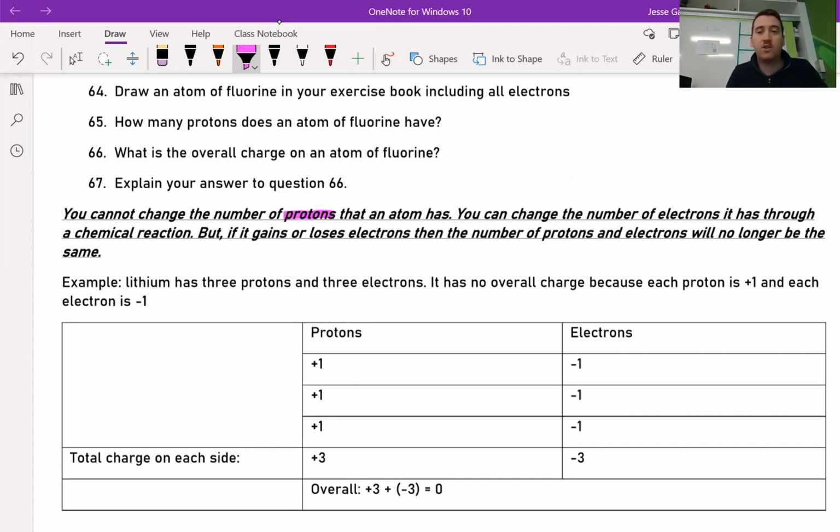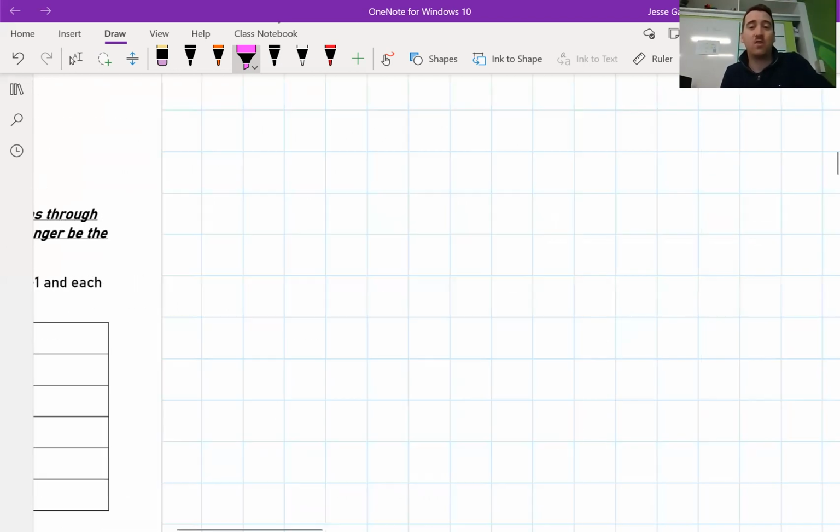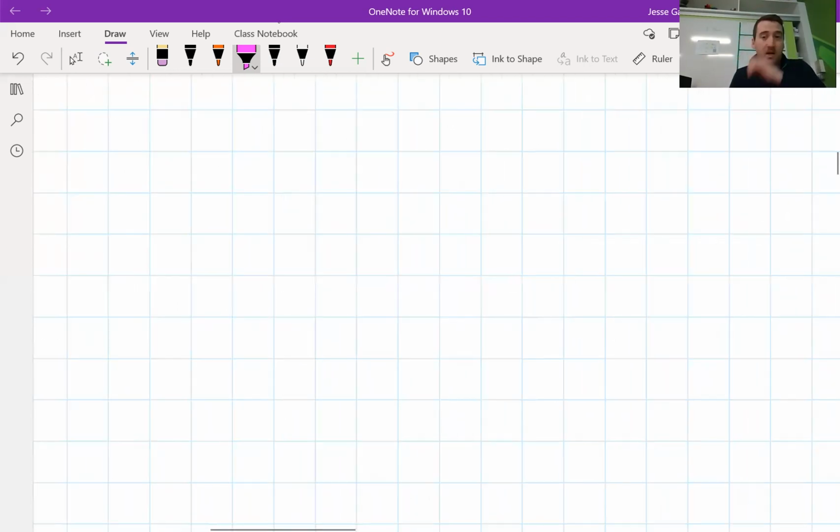But what you can do is change the number of electrons in the shells around the nucleus, and we do this by doing chemical reactions. So the number of electrons in the shells, or the energy levels, can change. But if an atom loses or gains electrons, then the number of protons and electrons will no longer be the same. So what we're going to look at here is how we turn atoms into ions.